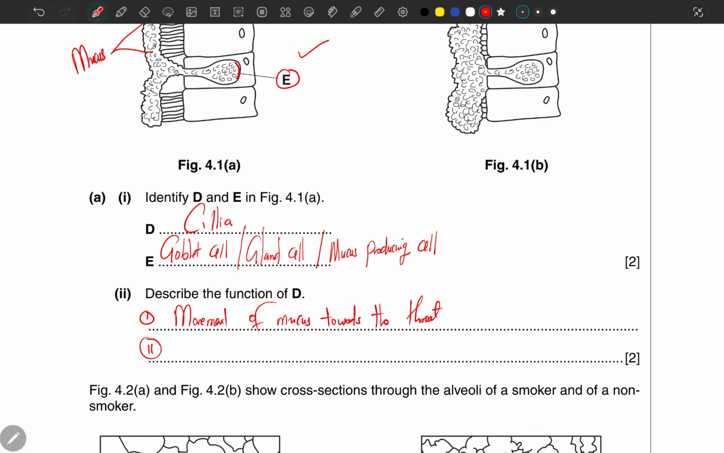The second one is it also moves mucus away from the lungs, meaning it is moving it up toward the throat, especially the mucus which is containing germs. So movement of mucus containing germs away from the lungs.